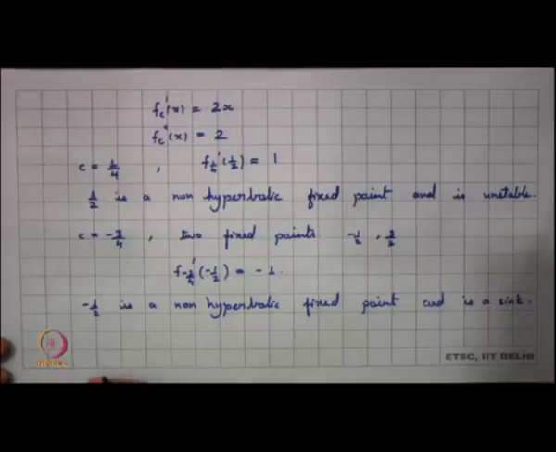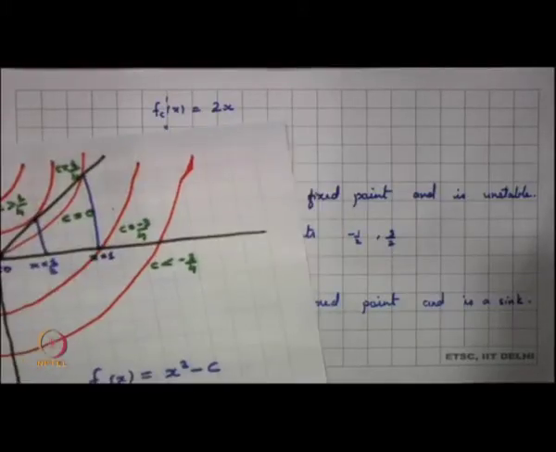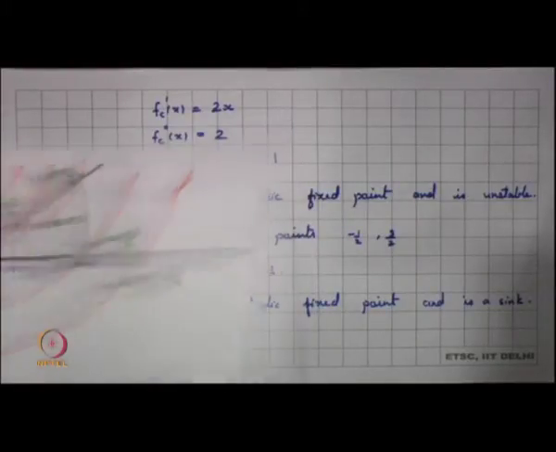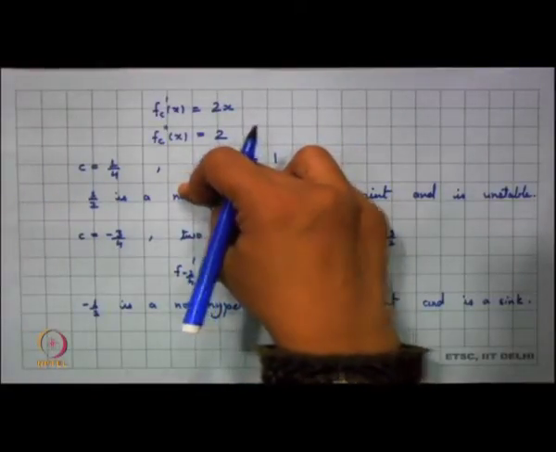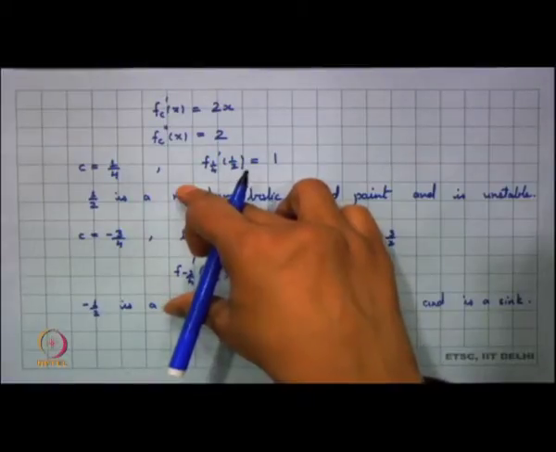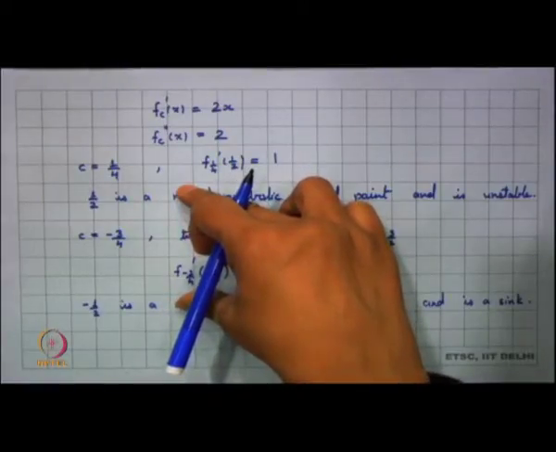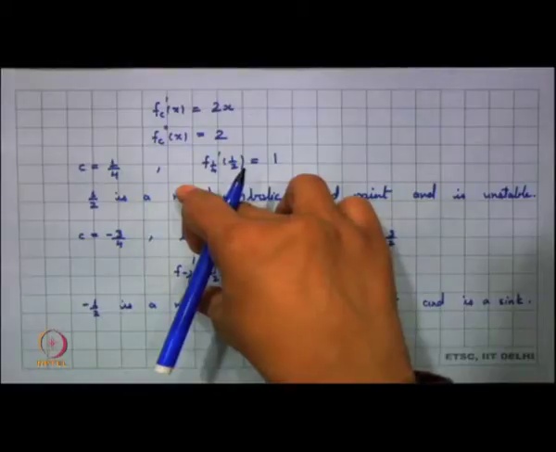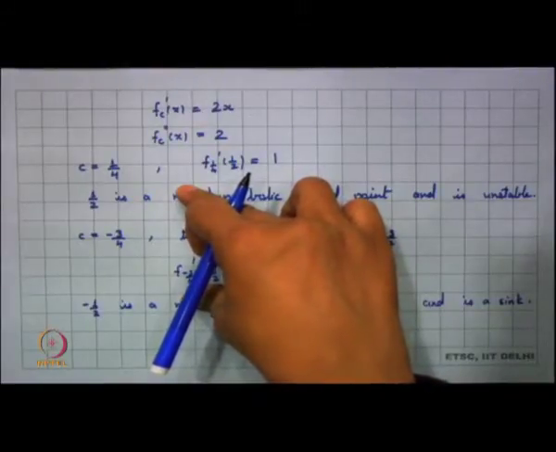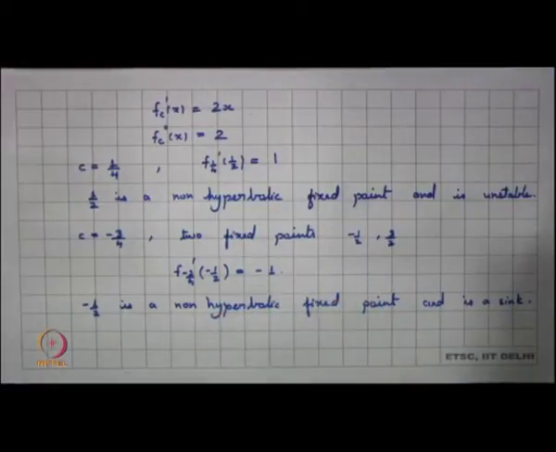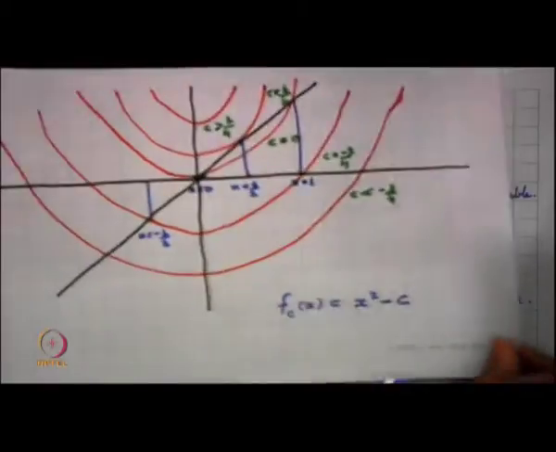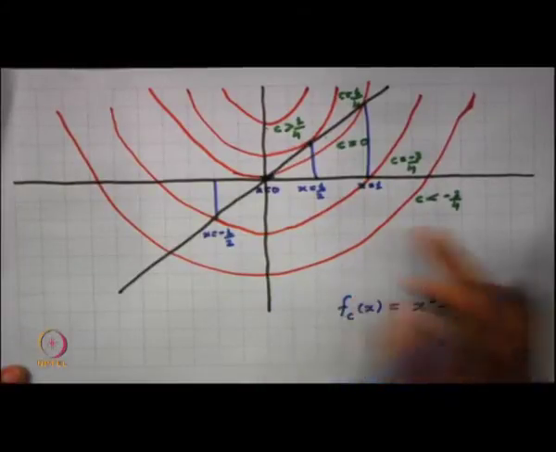Things again change when your c decreases from minus 3 by 4. As it goes beyond minus 3 by 4, you find that a periodic orbit comes up. It starts with a non-hyperbolic fixed point, and the other non-hyperbolic fixed point we get at c equal to minus 3 by 4. Once c goes beyond minus 3 by 4, that means it decreases from minus 3 by 4, we find that there is a periodic orbit of period 2 coming up. So, we will look into this fact, what happens when c is less than minus 3 by 4.